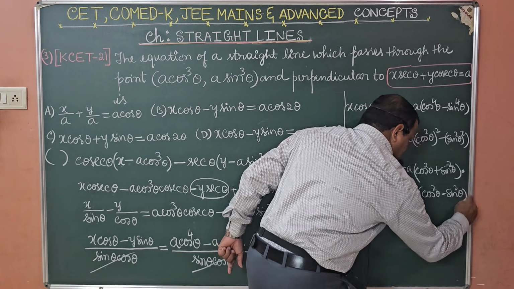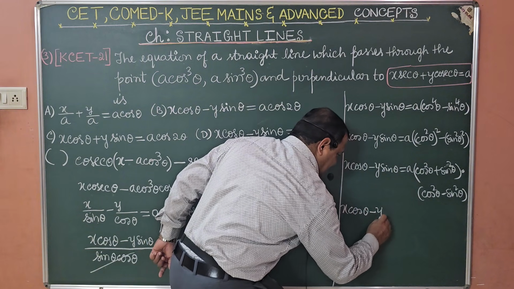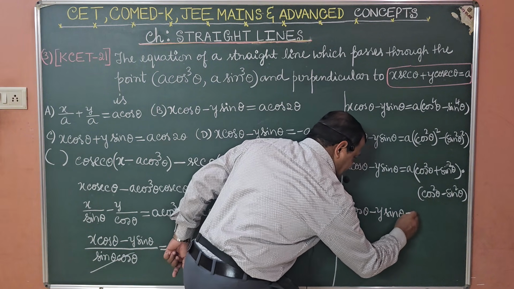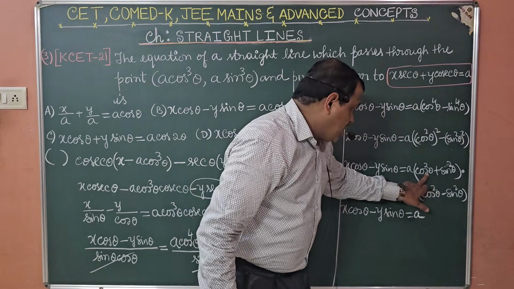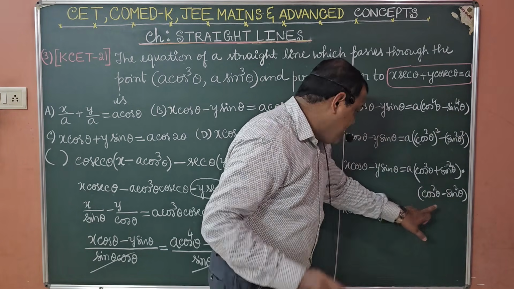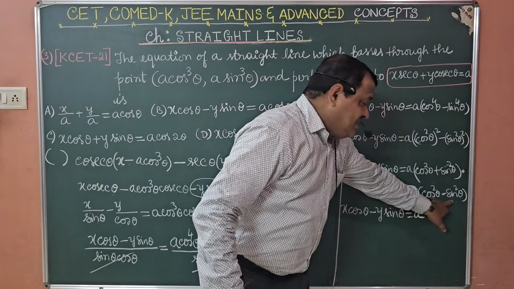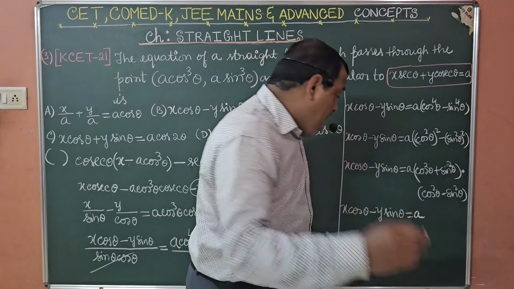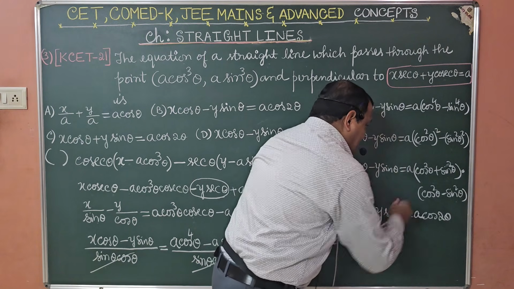And my dear students, just one more line. It is x cos theta minus y sin theta, and a as it is. And all of you know this is a trigonometric identity. Cos square theta plus sin square theta is 1, but cos square theta minus sin square theta will survive, and cos square theta minus sin square theta is cos 2 theta, the multiple angle formula. This becomes 1.